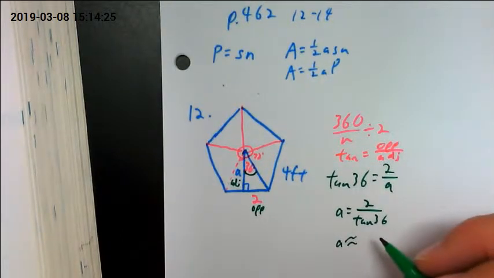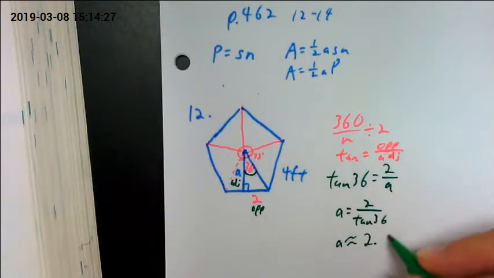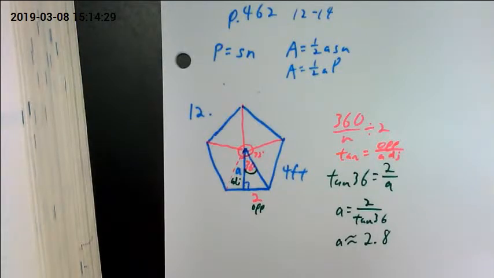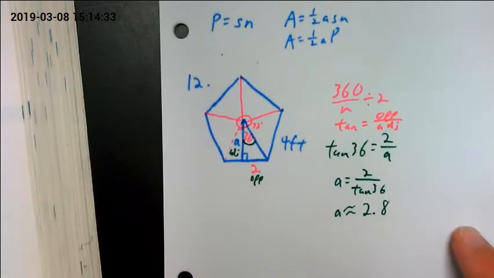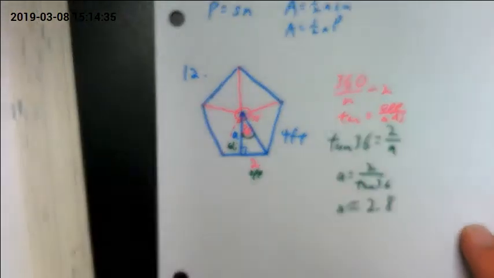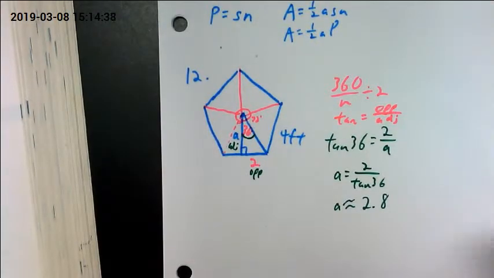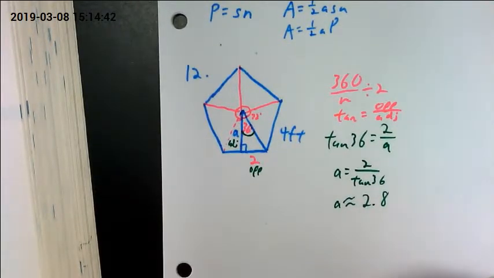That'll give you approximately 2.8. Again, roughly it's 2.8. It doesn't say what to round to on this problem. I'm just rounding off to one decimal place for right now. It's not going to be as accurate as if you kept more decimals, but for right now, 2.8 works.